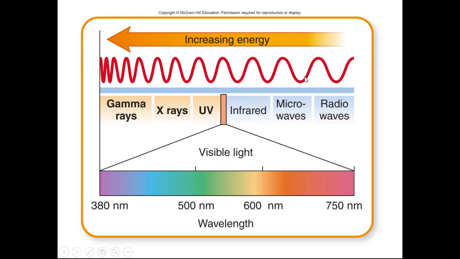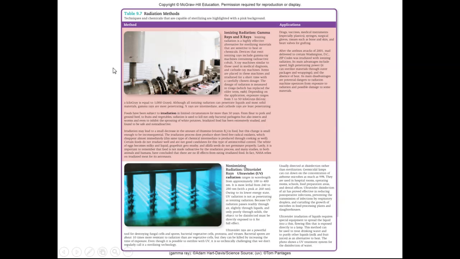Radio waves are at the lower end of the energy spectrum. Radio waves and microwaves are low energy, long wavelength waves. Gamma rays, X-rays, and ultraviolet radiation are short wavelength, high energy forms of electromagnetic radiation. Gamma rays being on the highest end of the spectrum. So we can use ionizing radiation, gamma rays and X-rays. Those are ionizing radiations, and they are capable of killing bacterial endospores.